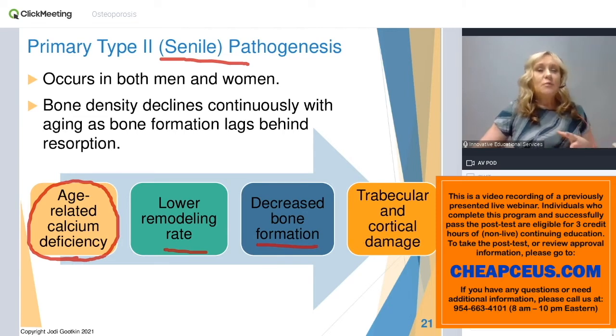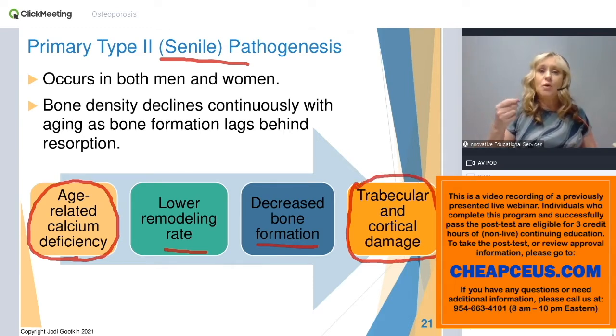The senile or more age-related osteoporosis does tend to affect the trabecular bone, but it also affects that cortical bone thinning. This is why we see slightly different fracture patterns.